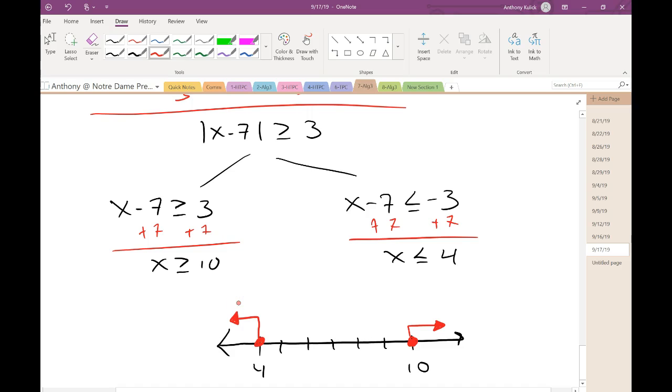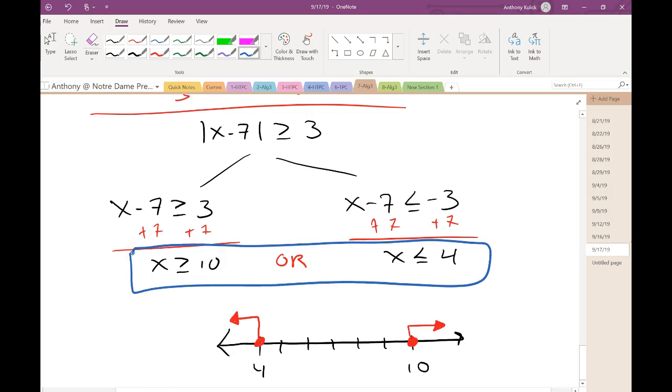Okay. Notice here, the arrows are pointing away from each other. This situation is the "or." So my final answer should be this. If you don't remember to put the "and" and the "or" in, I will mark down for that. So the "and" or the "or" needs to be there. Is everybody okay with that?